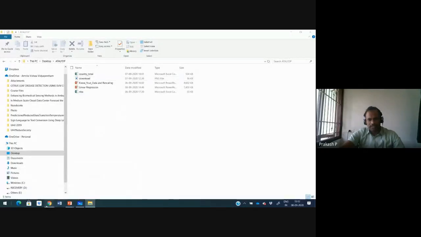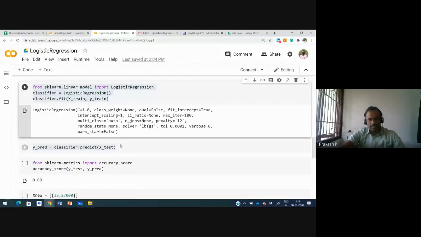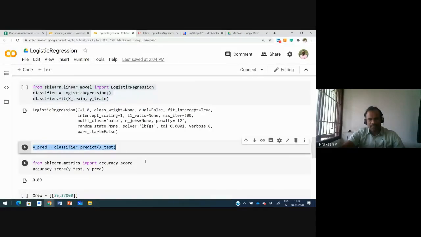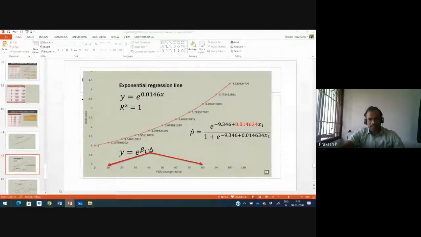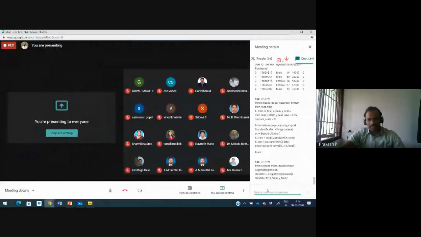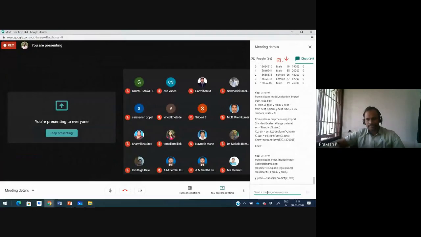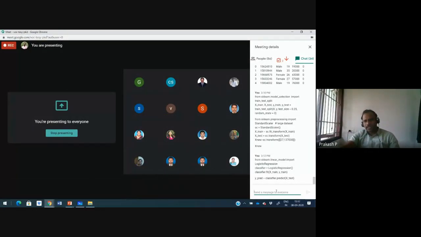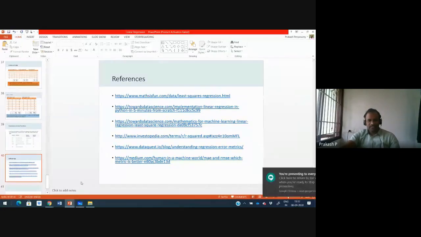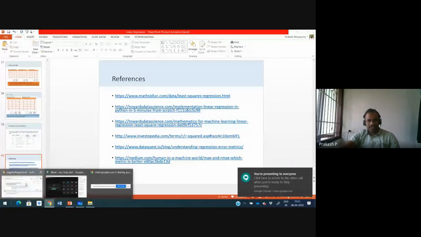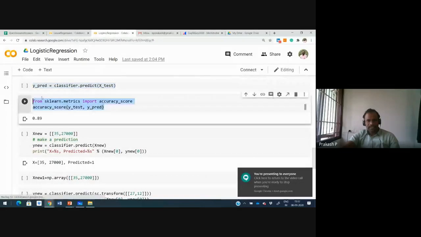Once you have done this, you need to apply the model to predict the value. So Y prediction with respect to that X test. Once you have done this, you need to find an accuracy.